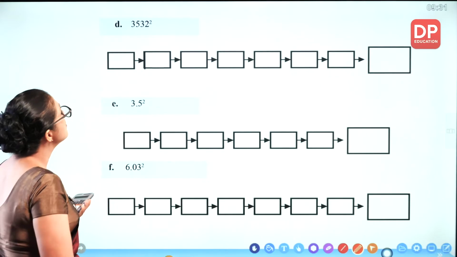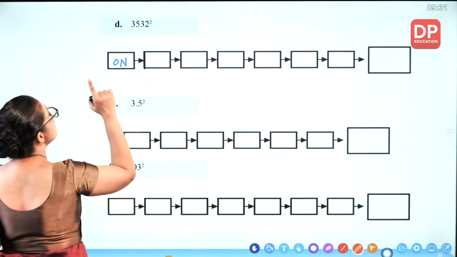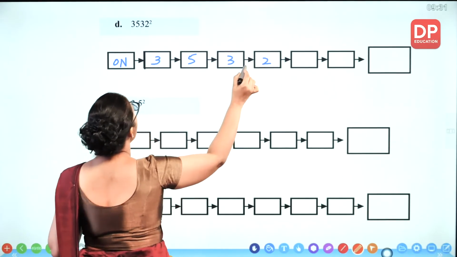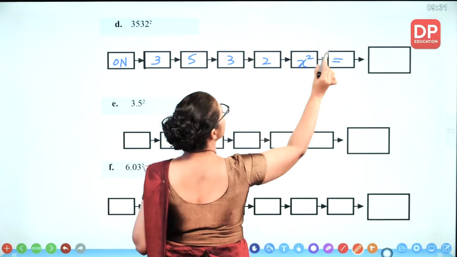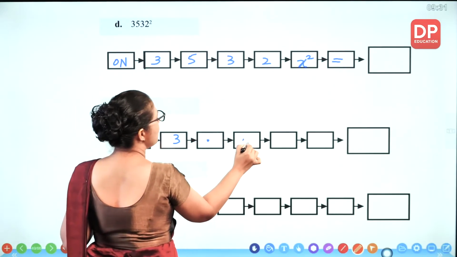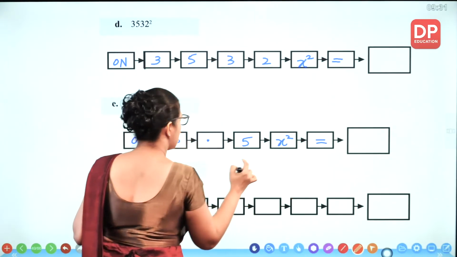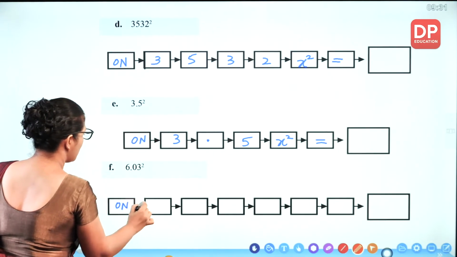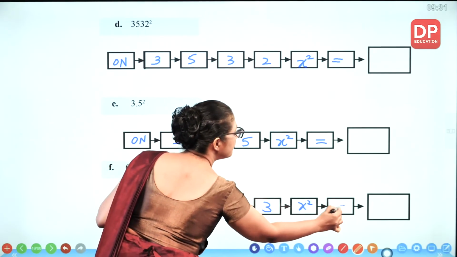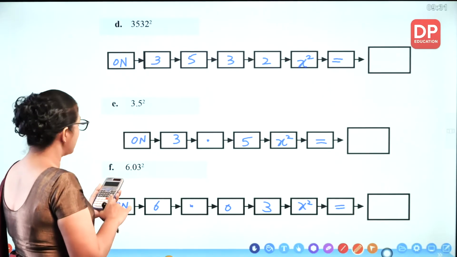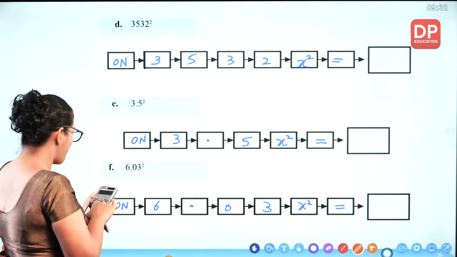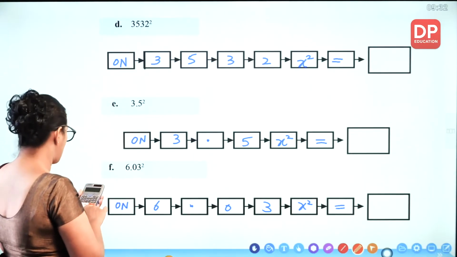3,532 squared. So switch on the calculator. AC on okay. 3532 and the square button. 3.5 squared on 3.5 squared. This one, switch on the calculator. 6.03 squared. We'll do the calculations. 3532 squared.